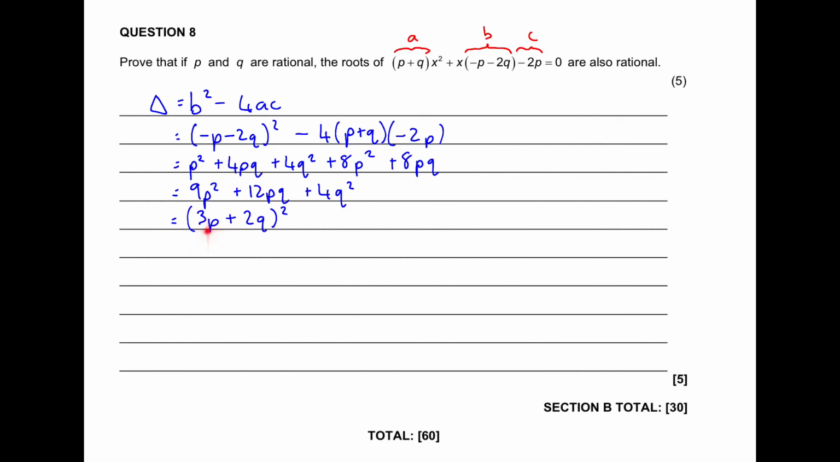So square the first term, we're going to FOIL it out. 3p all squared is 9p squared. Then the outers, 3p times 2q is 6pq. The inners will also be 6pq, which gives you 12pq. And then the last, 2q times 2q, is 4q squared. Right, so we have got a perfect square. So we're going to conclude, therefore, perfect square. And because it's a perfect square, it tells us, therefore, the roots are rational.